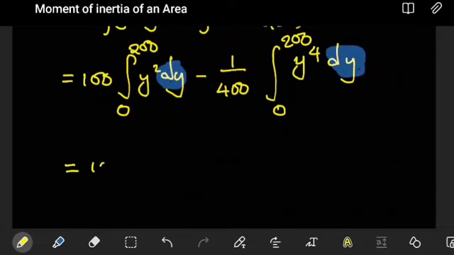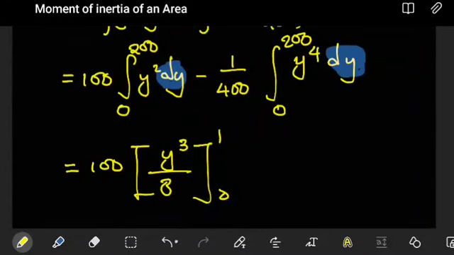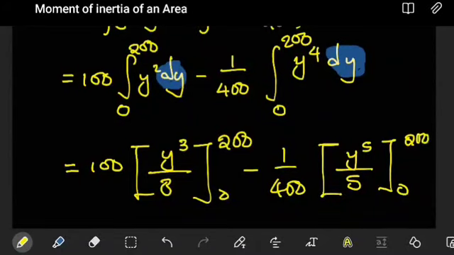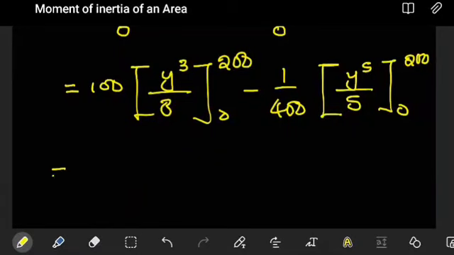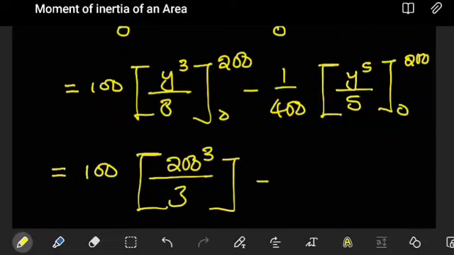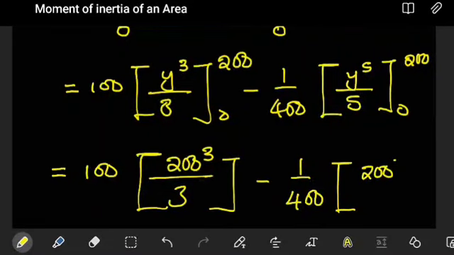Based on that, the integral, this is 100 times y to the power 3 over 3 from 0 to 200, minus 1 over 400. And then again, when we integrate this, this is now y to the power 5 over 5. Again, the limits of integration, 0 to 200. So when y is 0, the whole thing just gives us zeros. So we'll only play with when y is actually 200. So when y is 200, look at what we get here. This is 200 to the power 3 over 3, minus 1 over 4. And then here, when y is 200 again, this is now 200 to the power 5, and this is over 5.